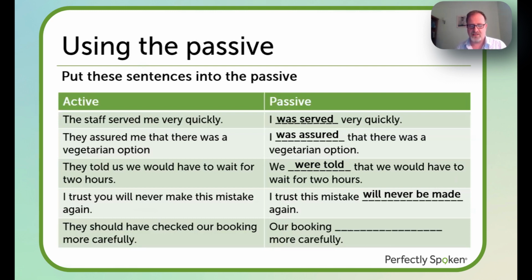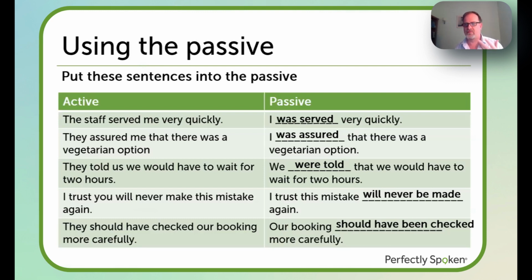They should have checked our booking more carefully. This is an active. They is the subject, the people who do the action. In the passive, our booking should have been checked more carefully. In this case, the verb to be is in the participle because it's after have, and then the past participle of the main verb checked.